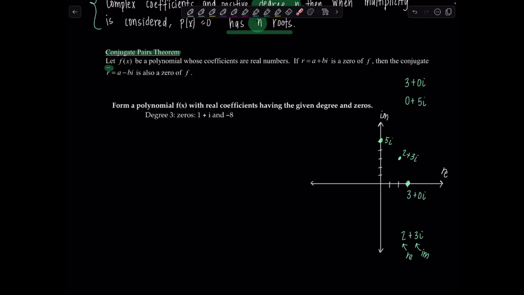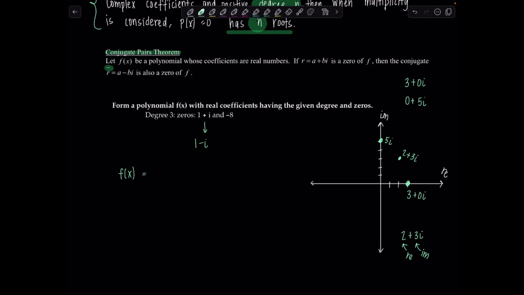So first example: form a polynomial f of x with real coefficients having the given degree and zeros. It tells me the polynomial is degree 3 and 2 of the zeros are given, 1 plus i and negative 8. But using the conjugate pairs theorem, I know if 1 plus i is a zero, so is 1 minus i.